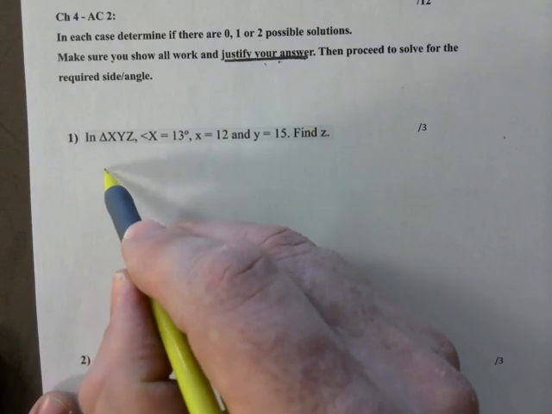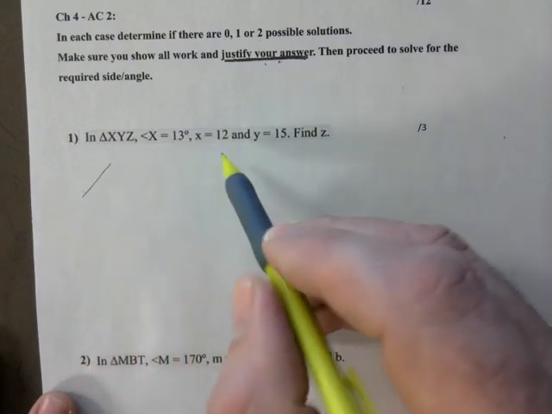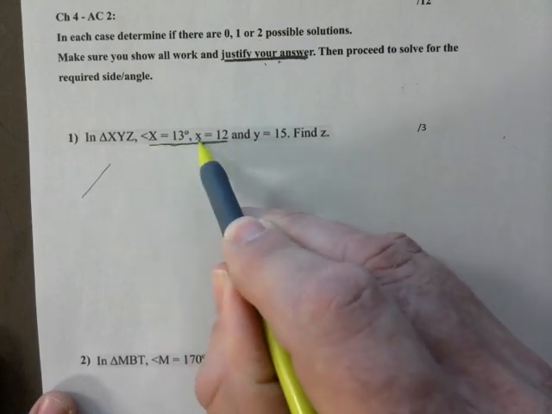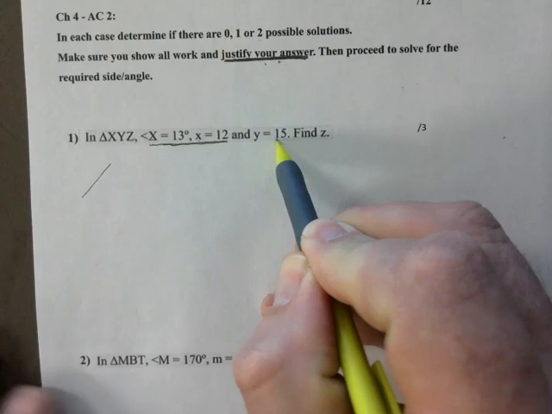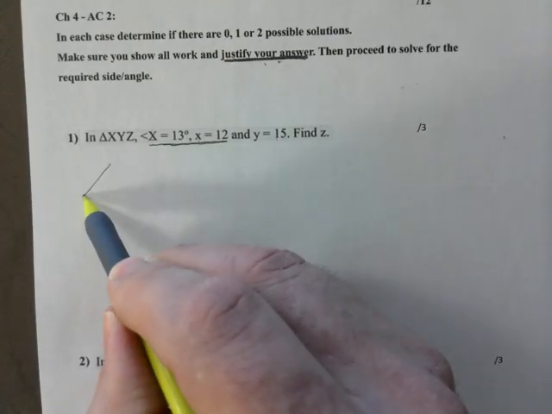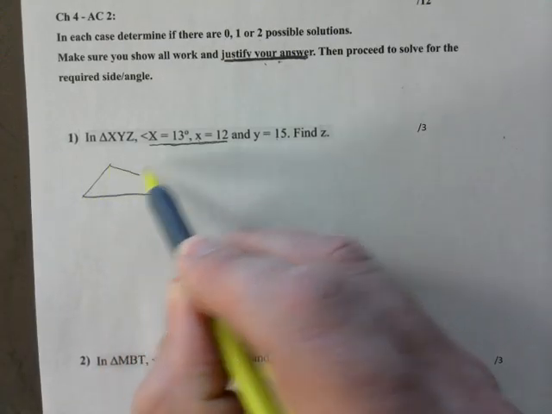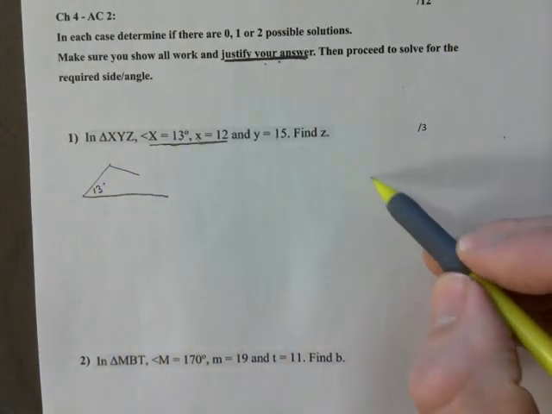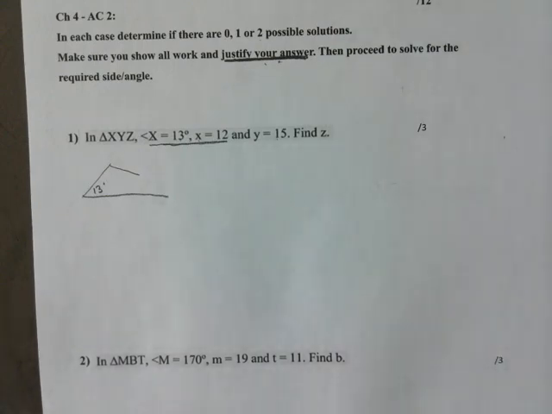So here we have x, y, z. How do we know it's SSA? Right here. We've got the angle and the side and another side. You know it's going to be SSA. So first of all, look at the angle. It's an acute angle. If it's obtuse, I want you to make it look like you caught a fish. You're going back with the rod.